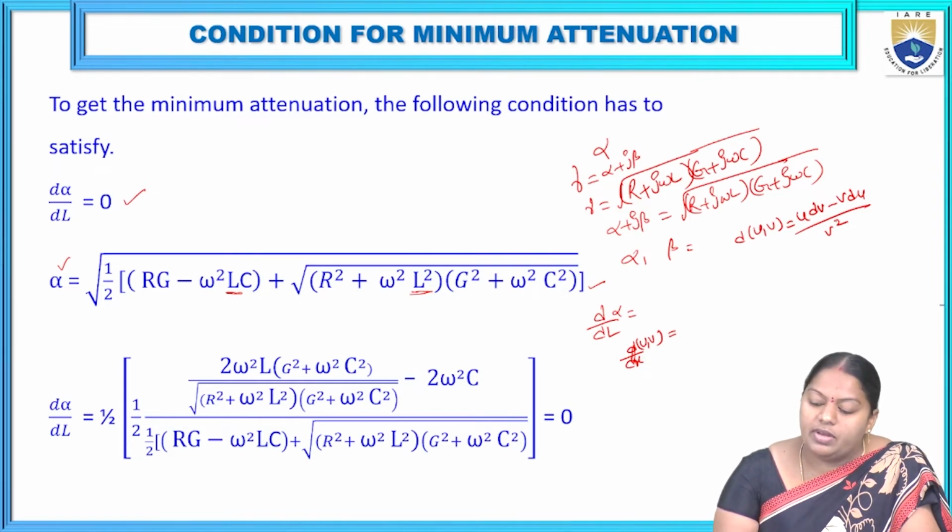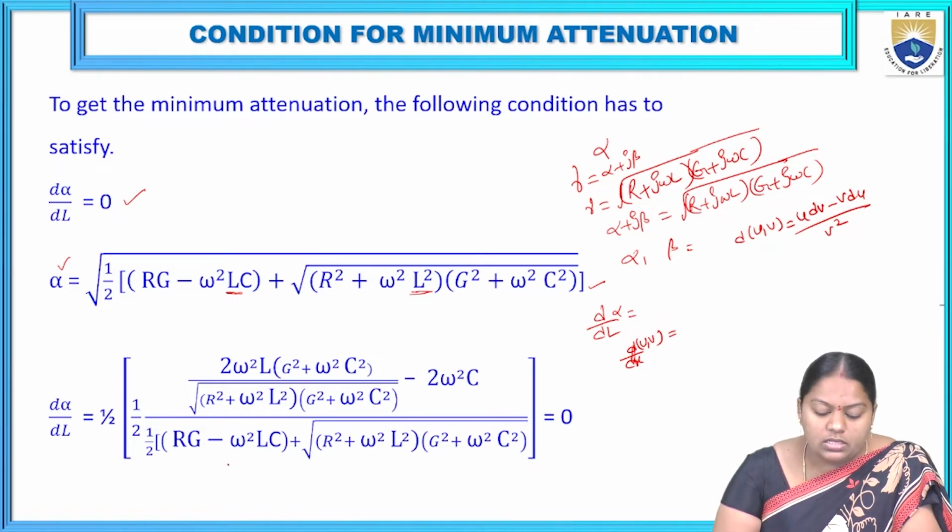Now, in order to evaluate this, first we differentiate the first term and the second one is treated as a constant. Then, to evaluate the second term, v du, we consider the second term as a constant and differentiate the first term, all divided by v square.